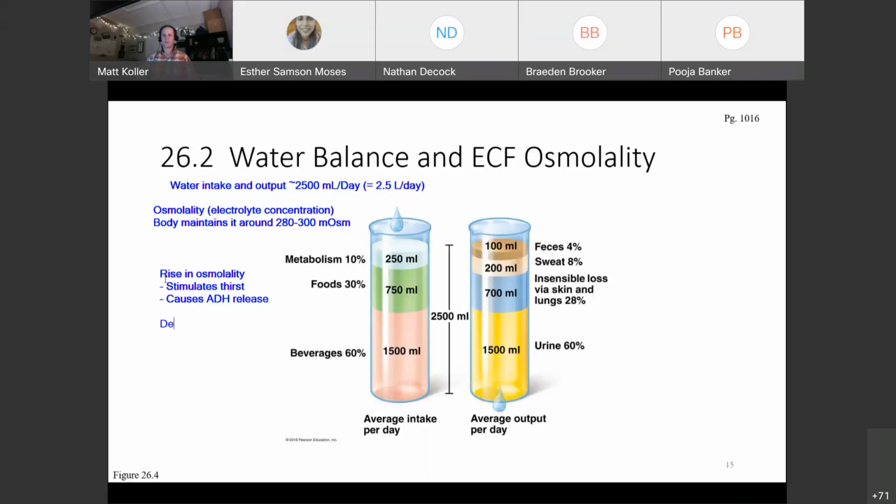Now, if you have a decrease in osmolality, then what that does is it causes inhibition.